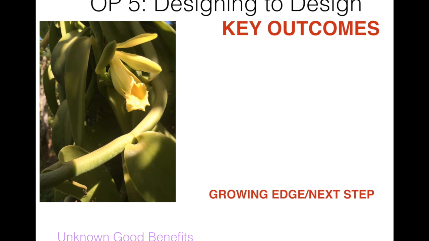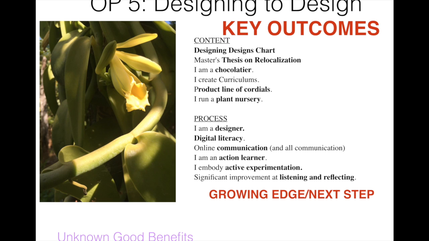And as we move into the wrap-up, my OP5, Designing to Design, some of the key outcomes here, one of the next pages will look at my Designing to Design chart. So it's like looking at some of the pattern level awareness of different design methodologies that I've been using in this pathway of getting a degree in integrative eco-social design. My master's thesis on relocalization, that was a wonderful outcome for this project this year, this phase of my life.